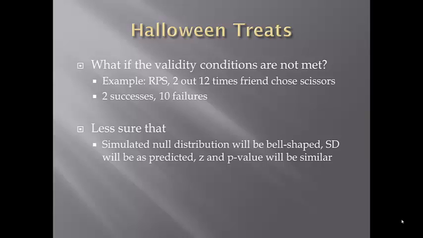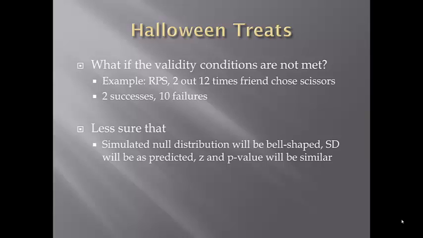But what if the validity conditions are not met? In the rock, paper, scissors study we talked about, your friend chose scissors 2 out of 12 times. Because the friend only chose scissors 2 times, that's less than 10. Our validity condition is not met.